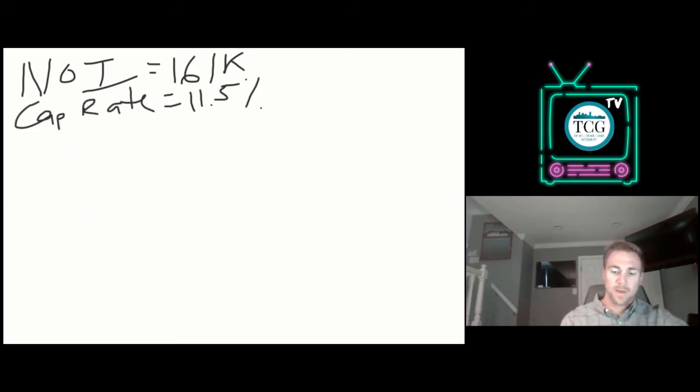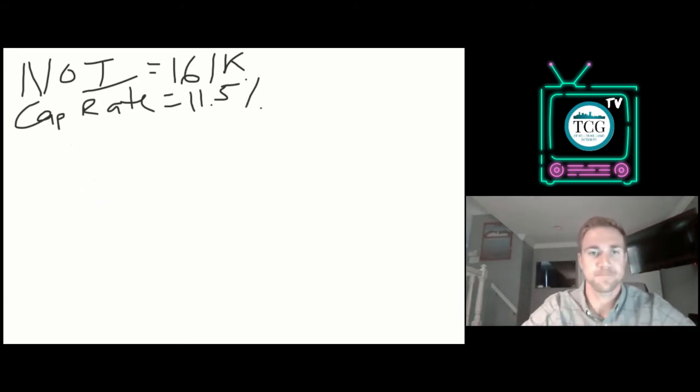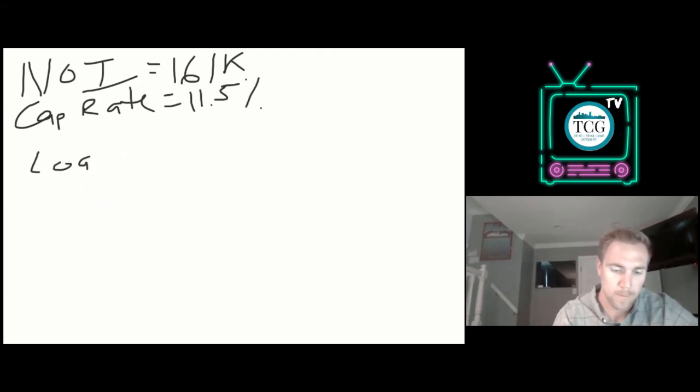11.5%. Okay. Now, for debt ratio, we have to find out what our debt is every single year. So for this particular deal, we put $350,000 down, which was exactly 25%. That left a remaining loan of $1.07 million.